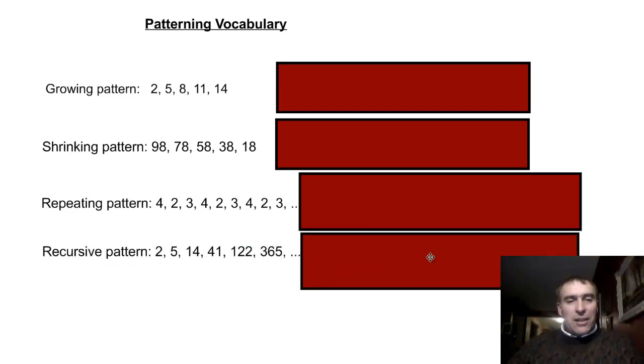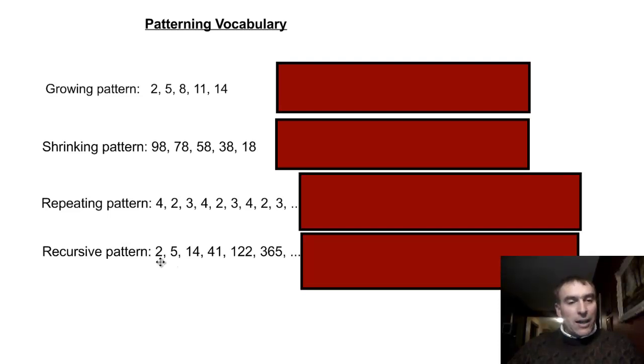And the last one is a new term to you, and it's called a recursive pattern. And recursive basically means that it depends on the one before it. So when you've got a pattern like 2, 5, 14, 41, 122, 365, this is a much more difficult problem. And in fact, it depends on two operations. The operations are times 3 minus 1.